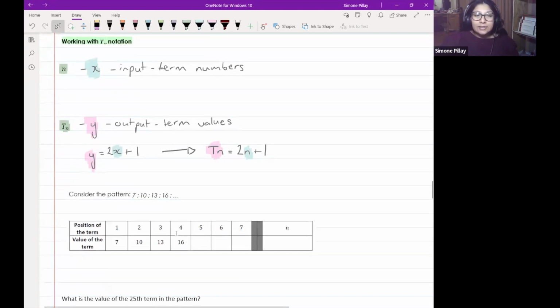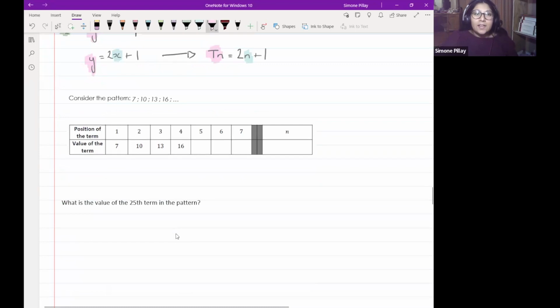And so let us look at this. They are saying, consider the pattern 7, 10, 13, 16. What I want you guys to see is I could have numbered this as term 1, term 2, term 3, term 4. And so all that we did here is we put this into a table. Look at it. 1, 2, 3, 4, 7, 10, 13, 16. So that, by the way, guys, is how we take a number pattern and put it into a table format.